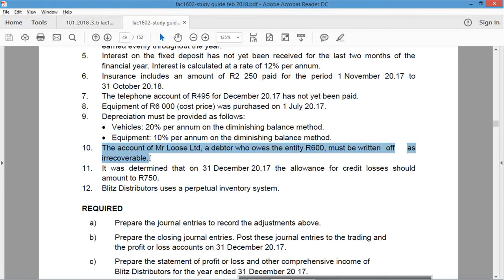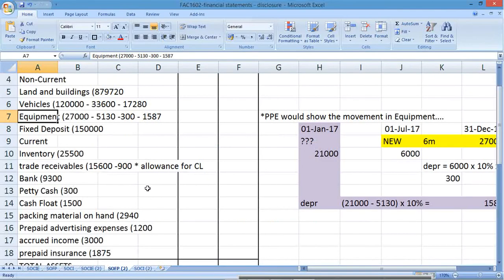The account for Mr. Luce, a debtor who owes the entity 600, must be written off as irrecoverable. So credit losses is an expense, but it's been increased, so it will be debited. So credit losses will be debited. So where do we disclose that? Expense. Where do we show expenses? On the statement of comprehensive income.